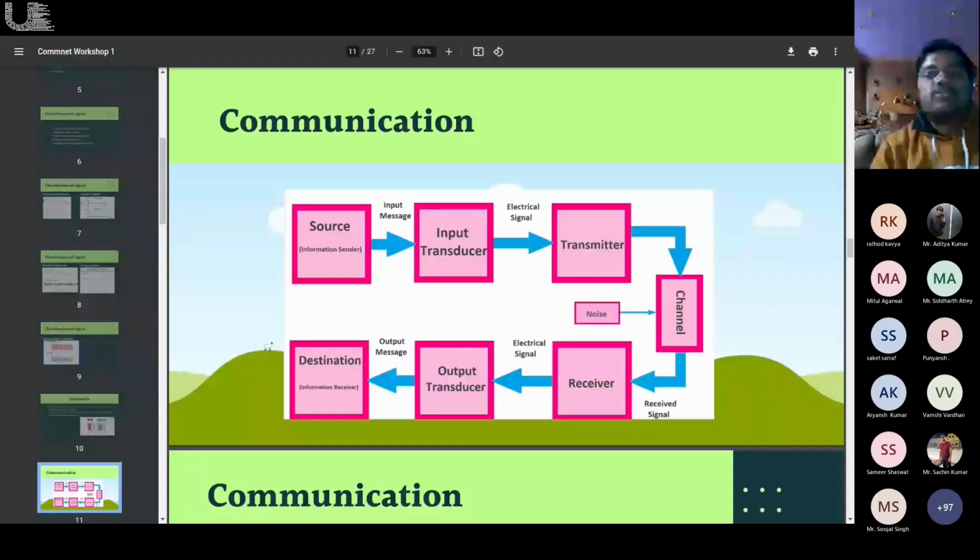Can you give an example where noise plays a major role in some channel? First give me some example of a channel from whatever you have understood. Except wire, can you give an example of some other channels? Anyone? Atmosphere, very good. Space.